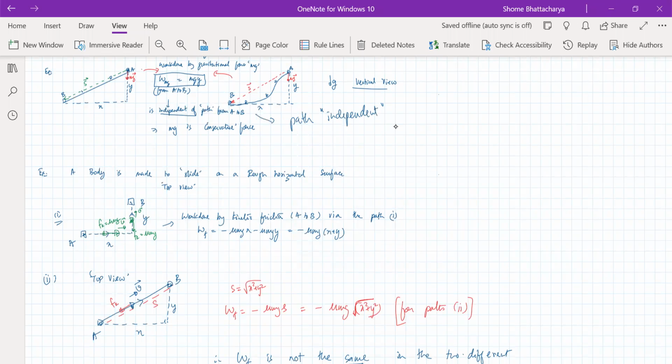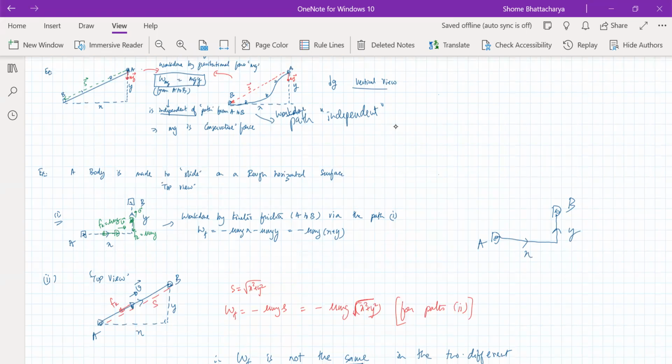So can you please explain the non-conservative first example? Yeah, so see, you're understanding the geometry of the problem. In the first case, I'm sliding the body from A to B, but not by a straight path, by an L-shaped path like this. This is the actual path taken. Got it now? Yes, sir.